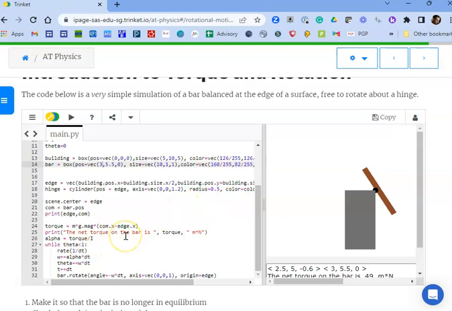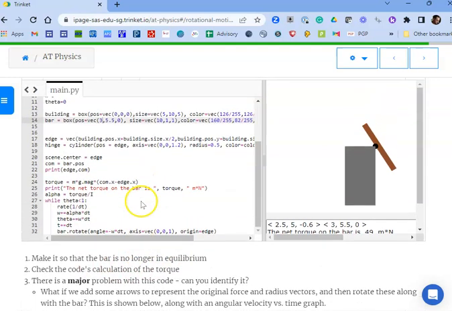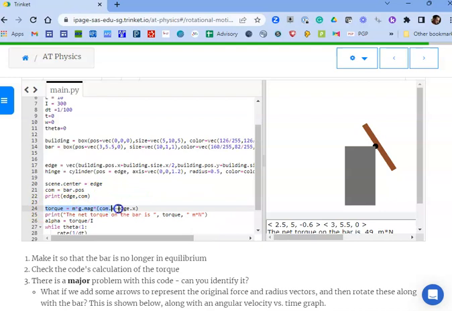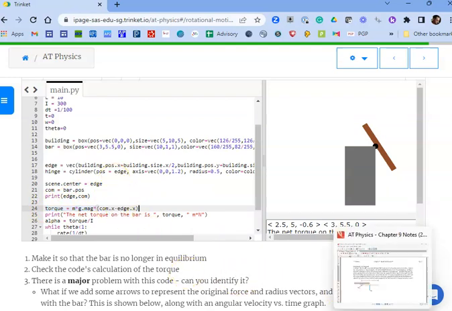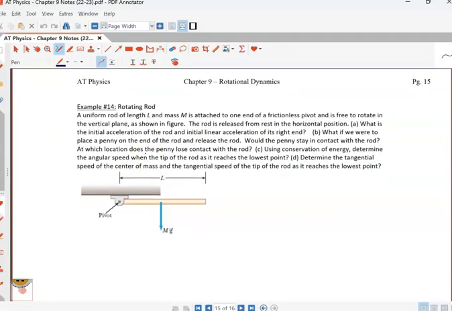Now, if you look through here, there is a little bit of a calculation error, if you recall torque and how it's calculated. I want you to take a look at this torque calculation and see what you think is the mistake in here. If you recall in the notes, maybe you want to go back to this video, example 14, we had a similar example where a bar rotates.